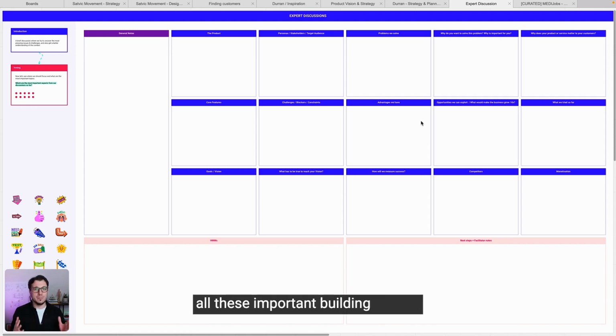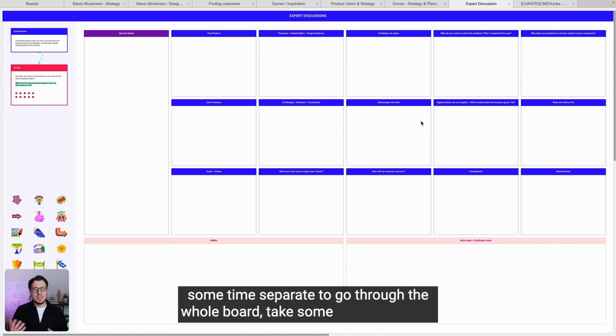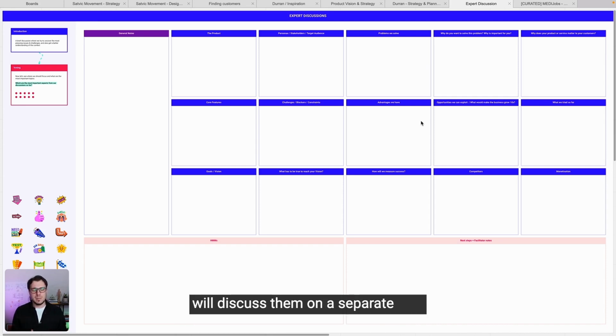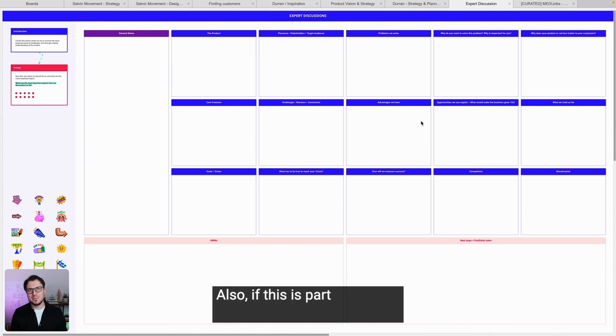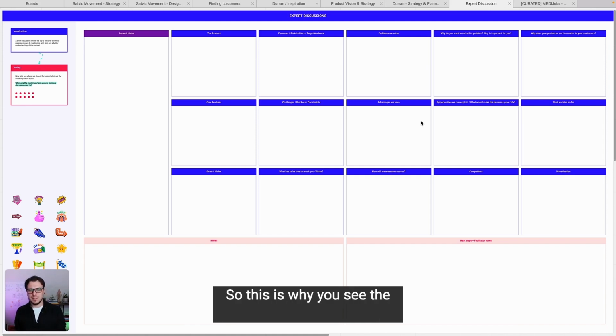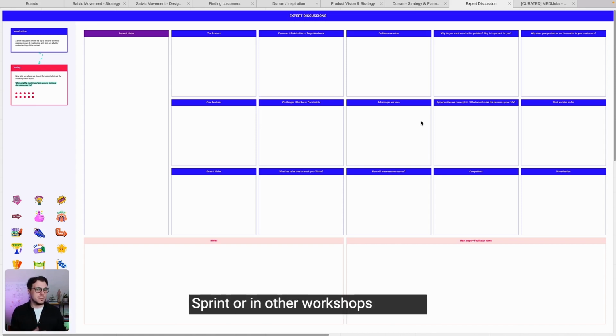Once we go through this whole discussion, usually with product leaders, I have some time separate to go through the whole board, take some notes, rephrase some of the things, highlight some of the important stuff, and after that we will discuss them on a separate call. Also, if this is part of a larger workshop, some of the cards from here will be reused. So this is why you see the how might we section there. I rephrase some of them in how might we's, and we will use them in a design sprint or in other workshops as well.